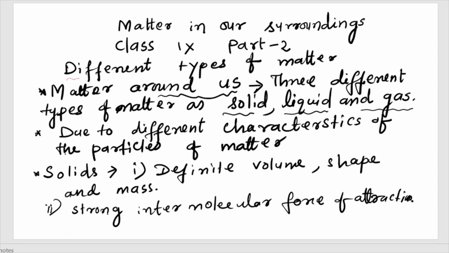Now you can see the different characteristics of matter. If I say solid, what is the meaning of solid? Definite shape, volume and mass. Definite shape never changes, the mass never changes, the volume also never changes. That is called definite. It is called solid. Here there is strong intermolecular force of attraction. When there is attraction between the particles, that is called intermolecular force of attraction.